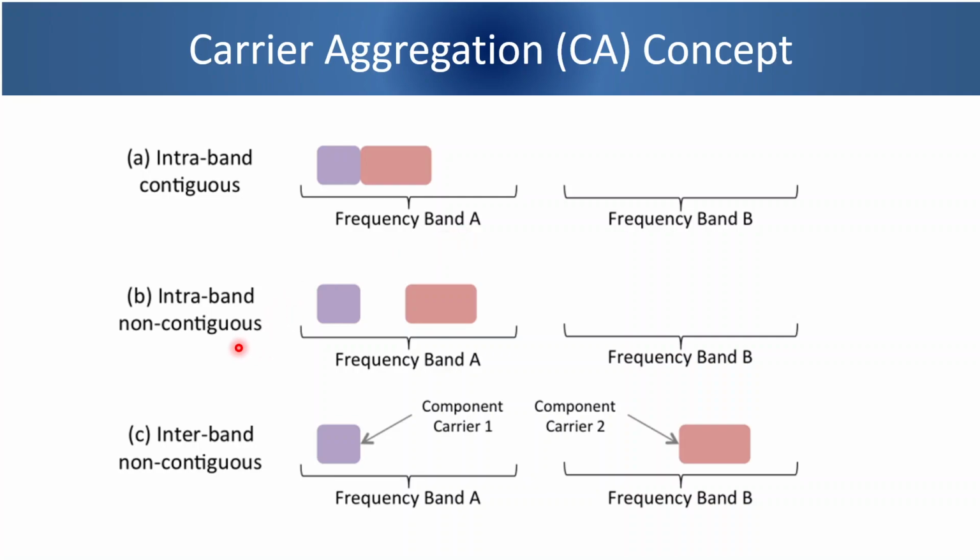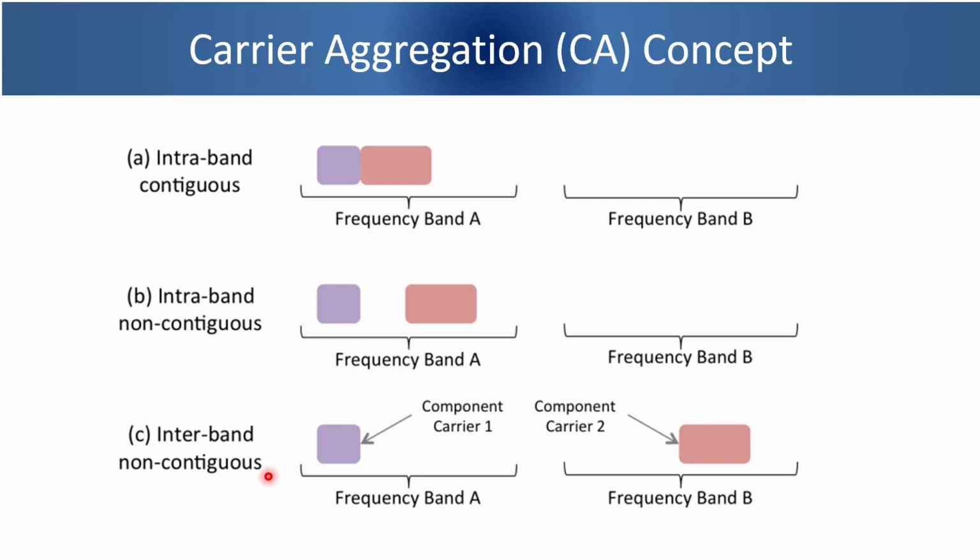The next is intra-band non-contiguous. In this case, the two component carriers belong to the same frequency band, say frequency band A, but they are not contiguous. Such component carriers can also be aggregated.